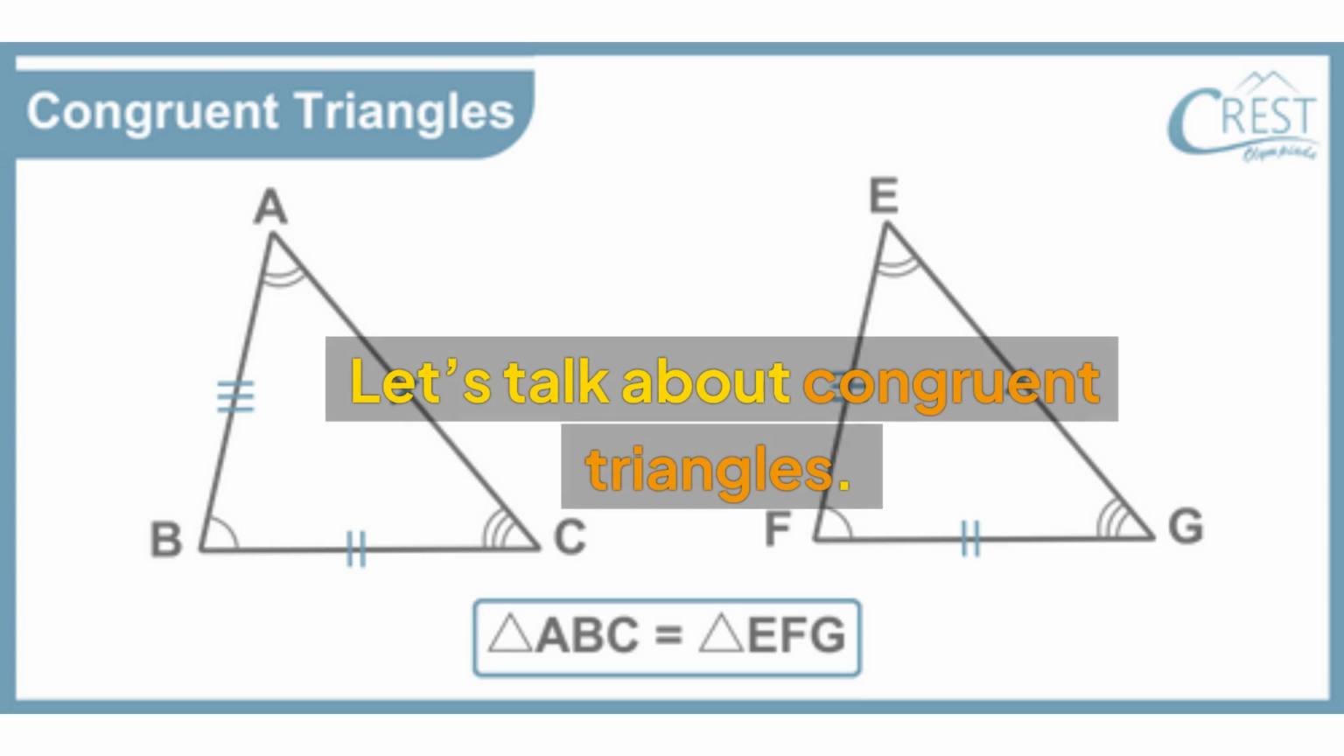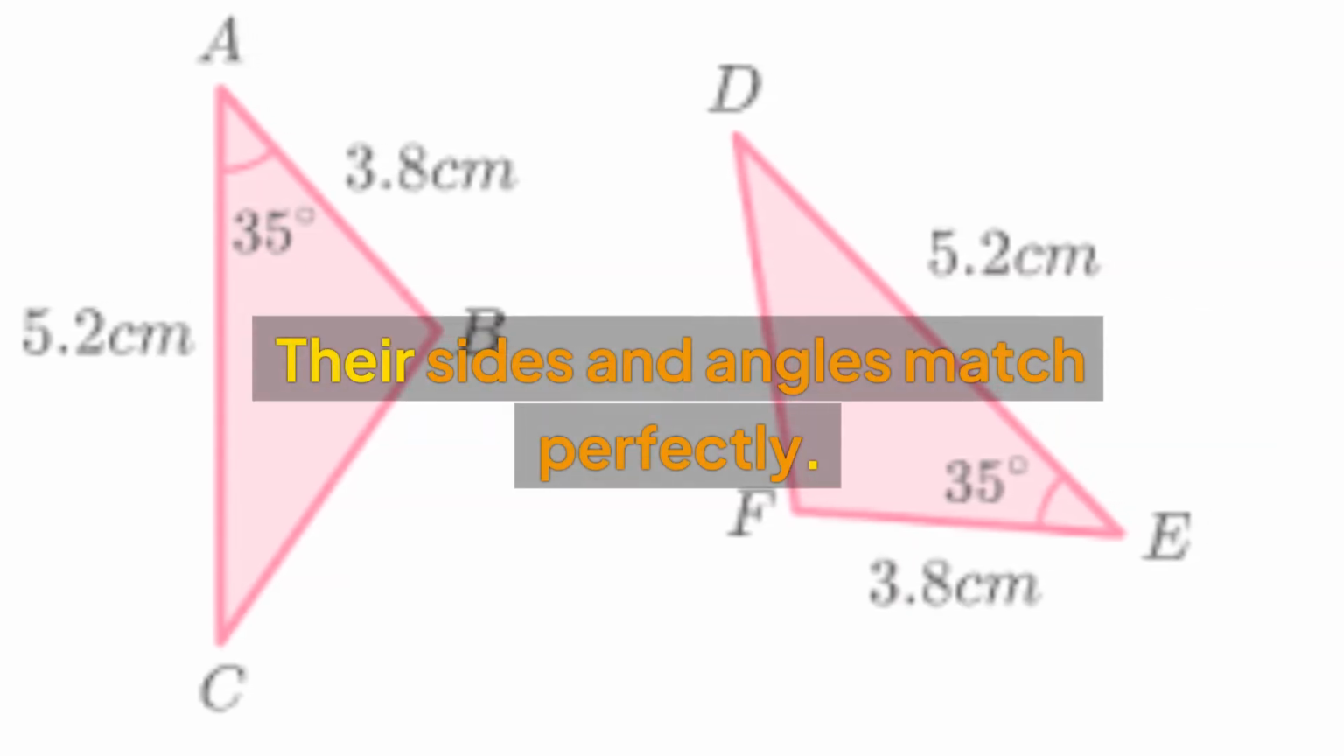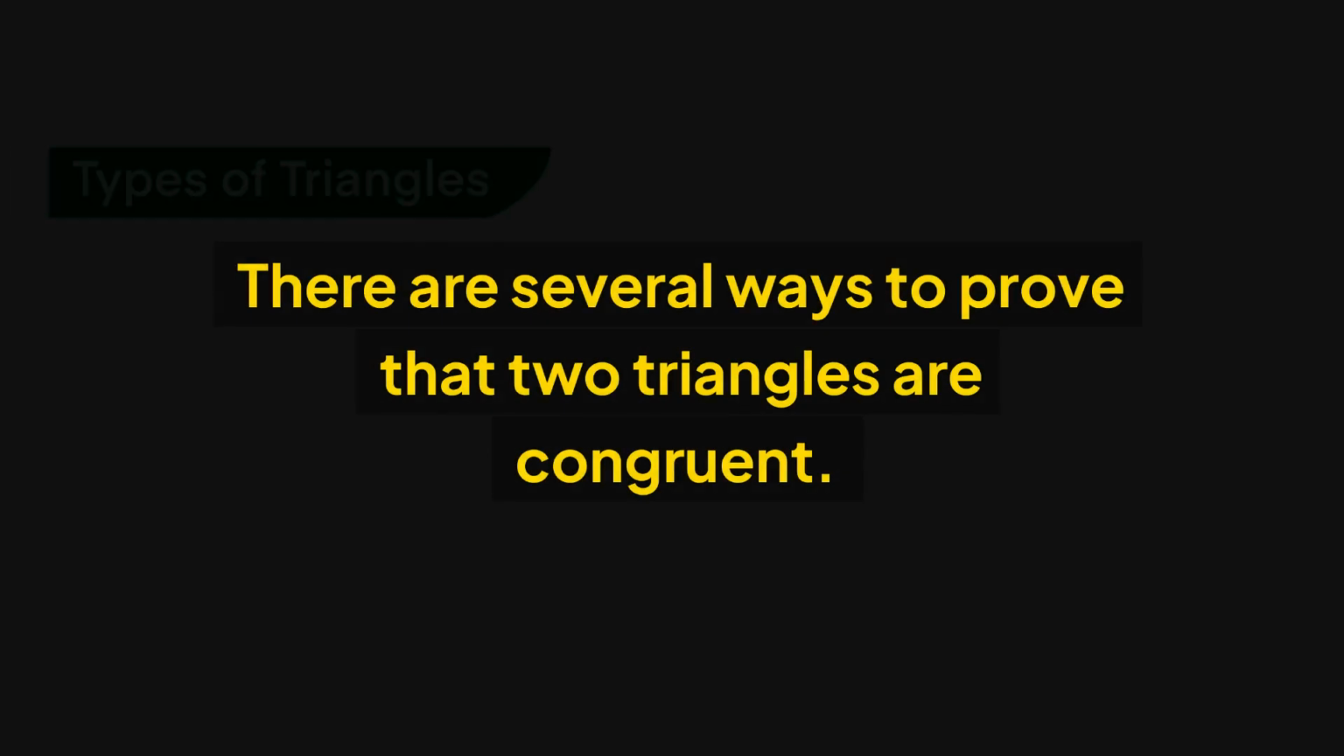Let's talk about congruent triangles. If 2 triangles are congruent, that means they're exactly the same size and shape. Their sides and angles match perfectly. There are several ways to prove that 2 triangles are congruent.